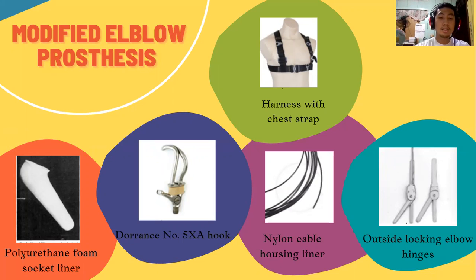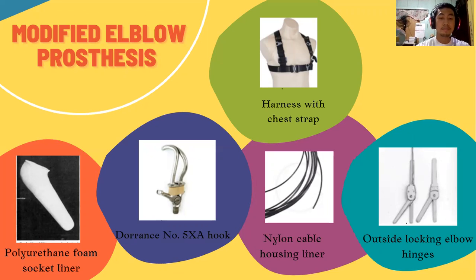Next is the nylon cable housing liner. In this design, the patient reported that although it afforded great mechanical advantage, it deprived her of the vibration feedback on which she had previously relied for information as to her cable tension and amount of hook opening.